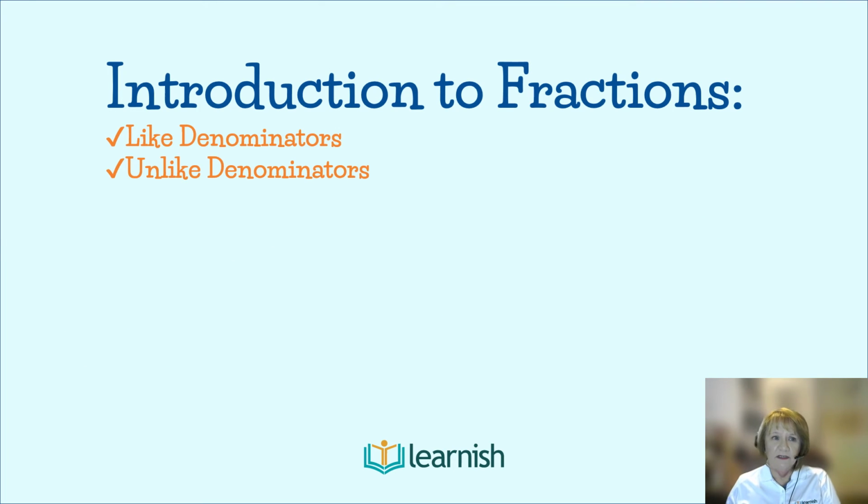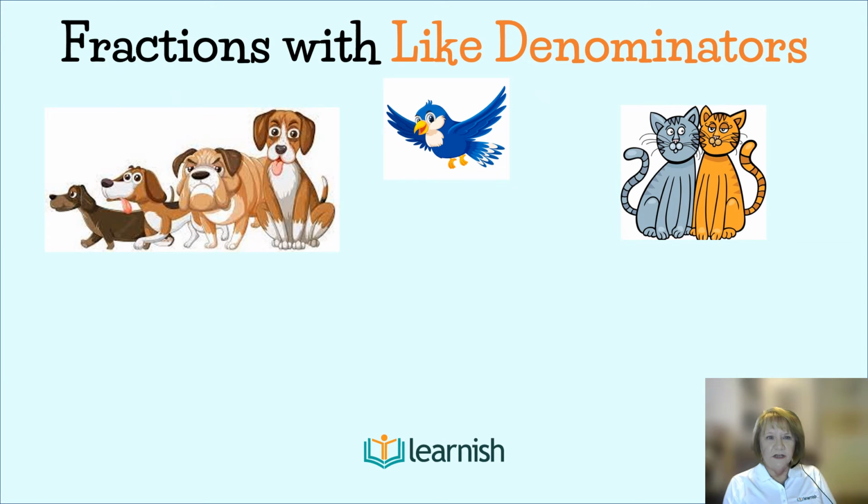And now we're going to discuss like denominators and unlike denominators. Fractions with like denominators are pretty much what they sound like, fractions that have denominators that are all alike. Let's take, for example, if you had 4 dogs, 1 bird, and 2 cats, and we're going to talk about those in terms of fractions.